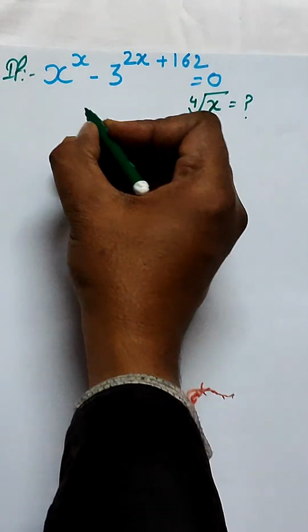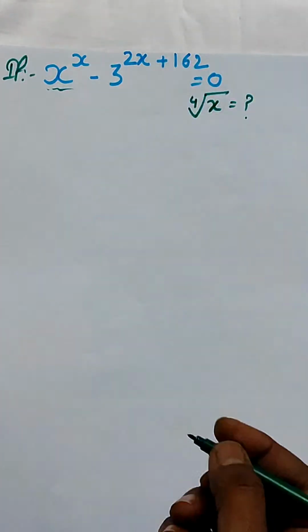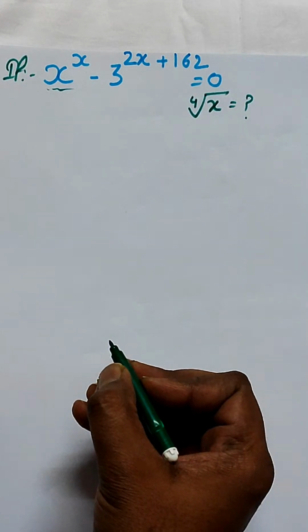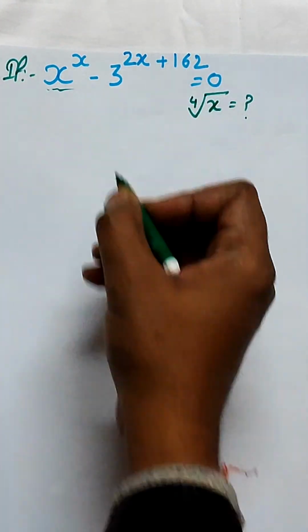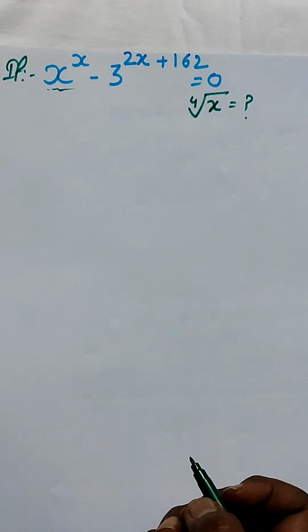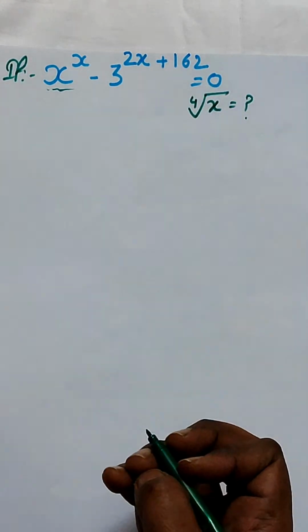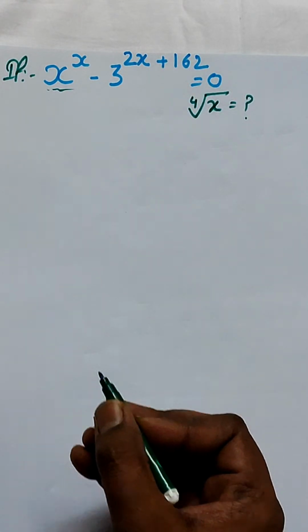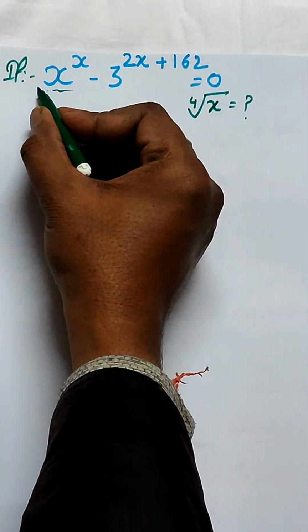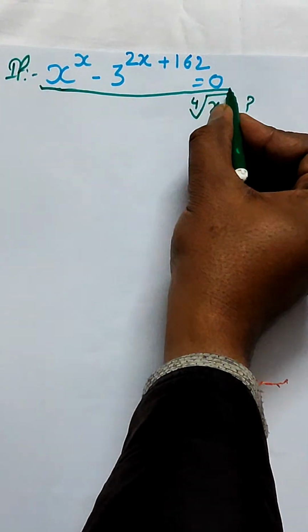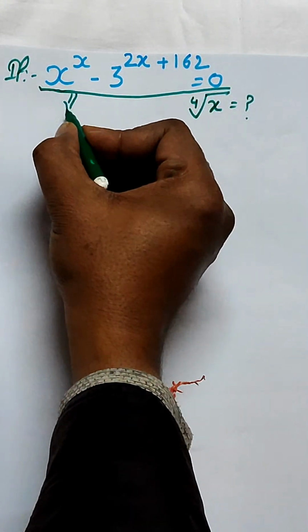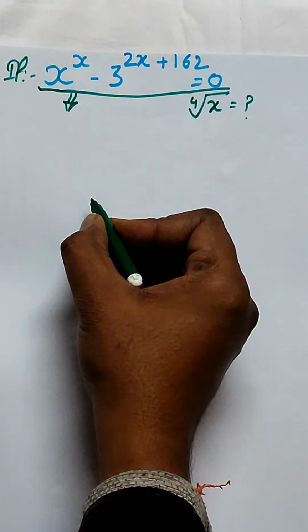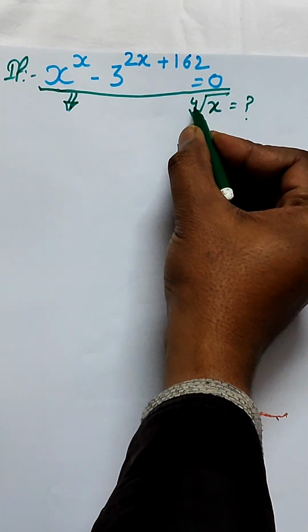If this is the question, then how to apply the exponents formulas? Only two formulas are known to us: x to the power m into x to the power n equals x to the power m plus n, and x to the power m divided by x to the power n equals x to the power m minus n. So let us solve this question to see how we are calculating the value of x. When we calculate the value of x, then we need to find out the value of the 4th root of x.